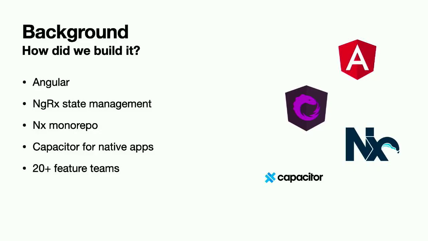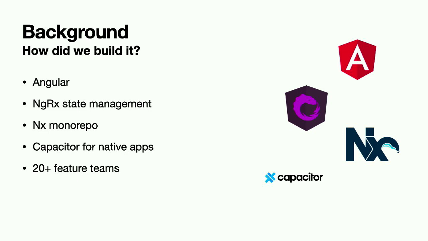And how did we build it? So we use Angular for the front end, and we use NGRX for state management. And then we have all this stuff in one big mono repository, and we use NX to kind of manage all this. And then for the native apps, we use Capacitor, which is a runtime for taking a web application and building it into a native app, so we can put it in the app stores. So that's kind of the tech stack.